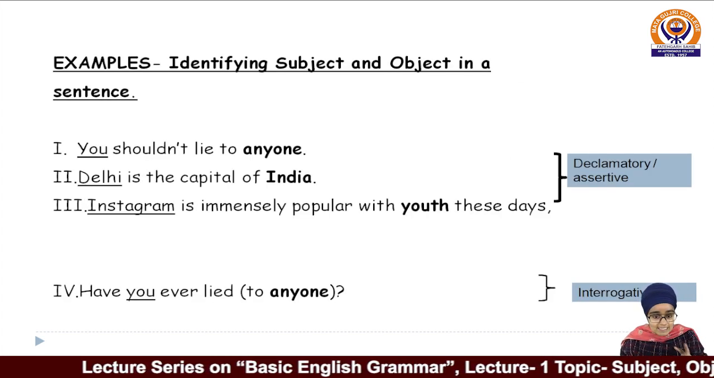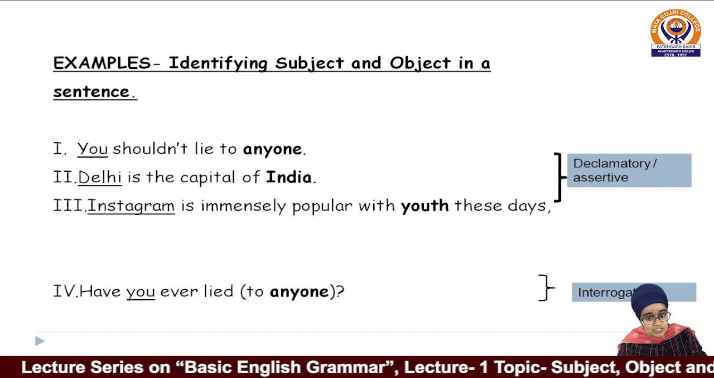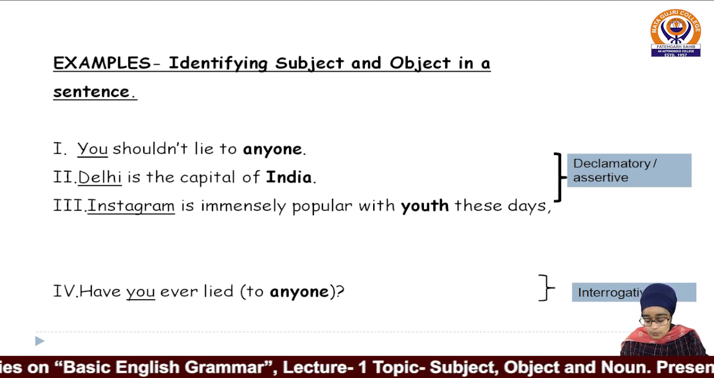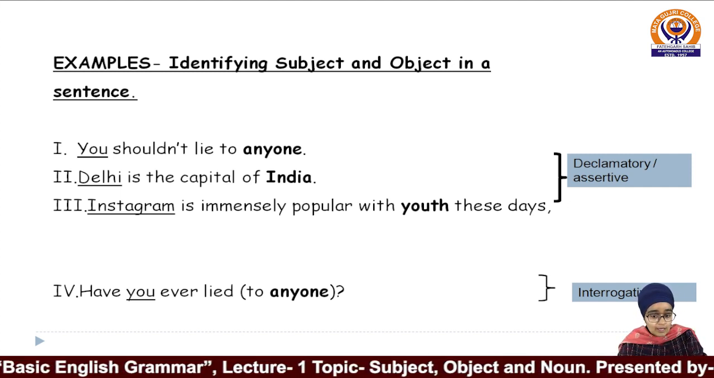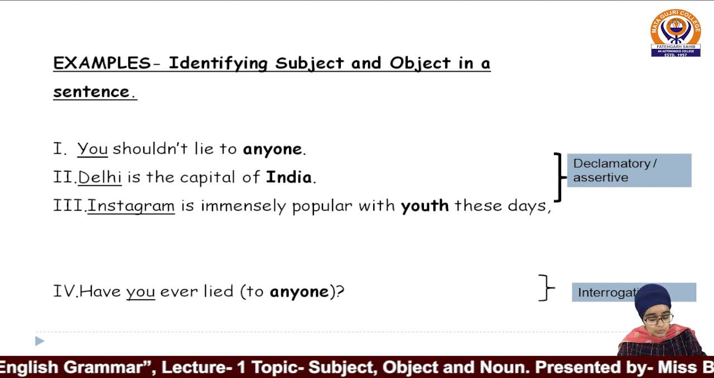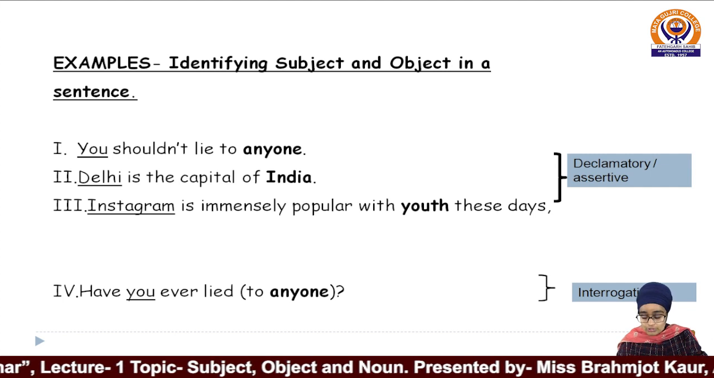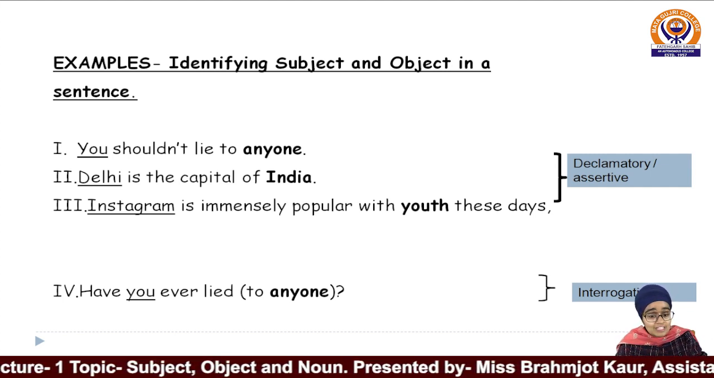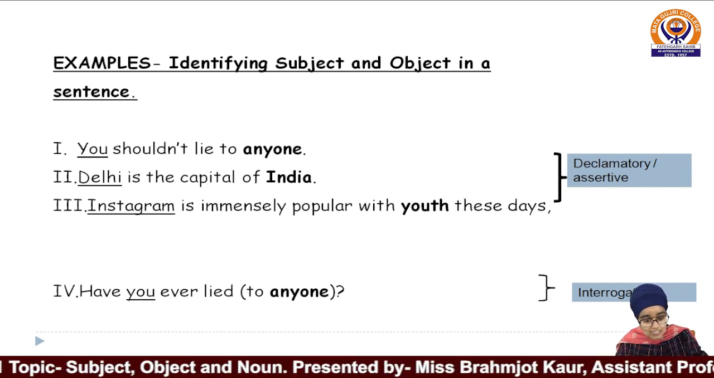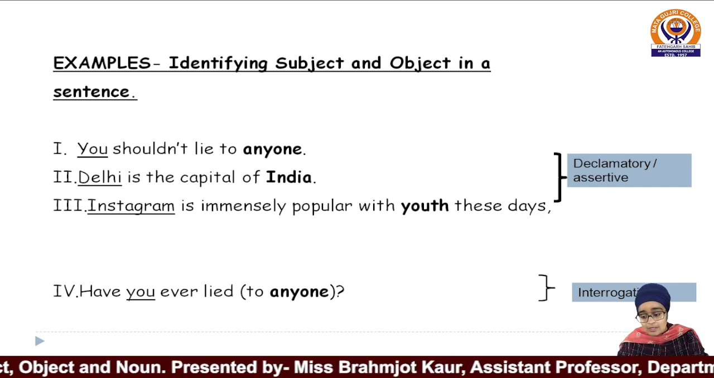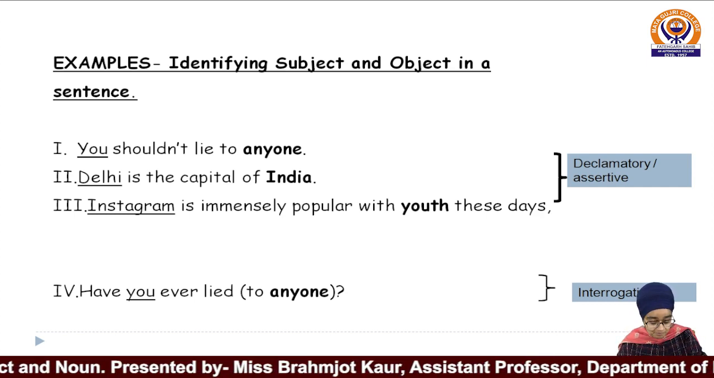So let's come to the examples now. The word which is underlined is the subject part of the sentence, and the word which is in bold is the object part of the sentence. So the first sentence, you shouldn't lie to anyone. So you, the doer of the sentence, the doer of the action, the main person being talked about is therefore the subject, and the receiver of the action, anyone, will be the object.